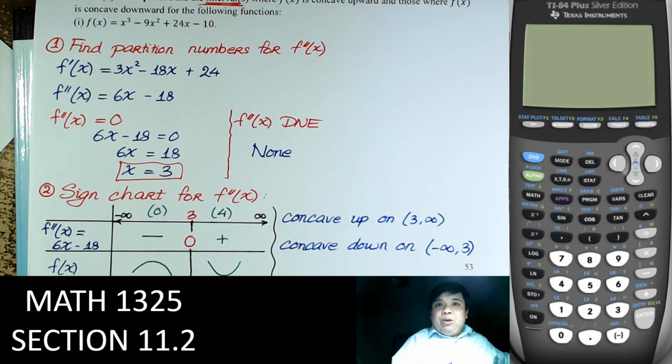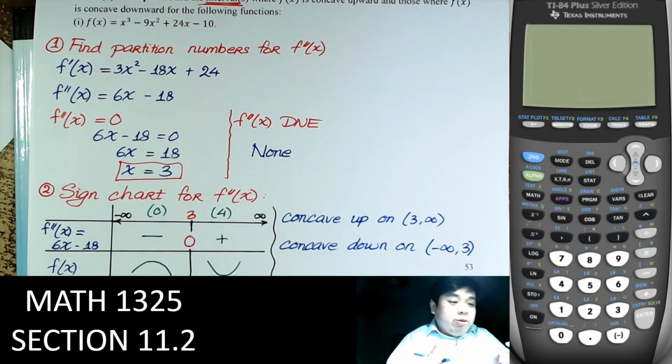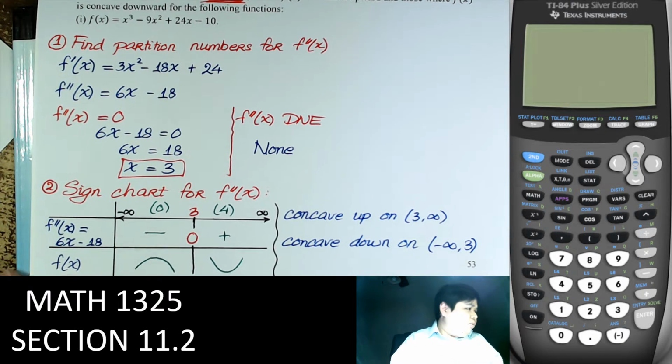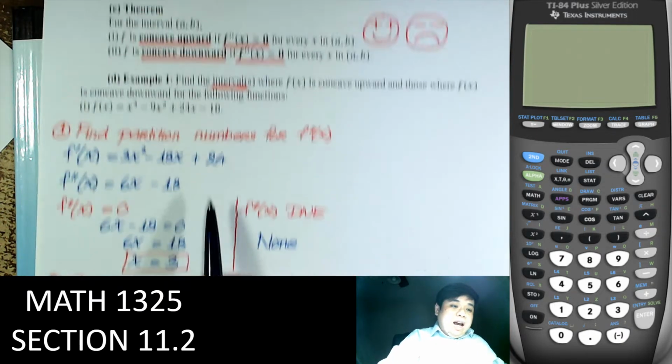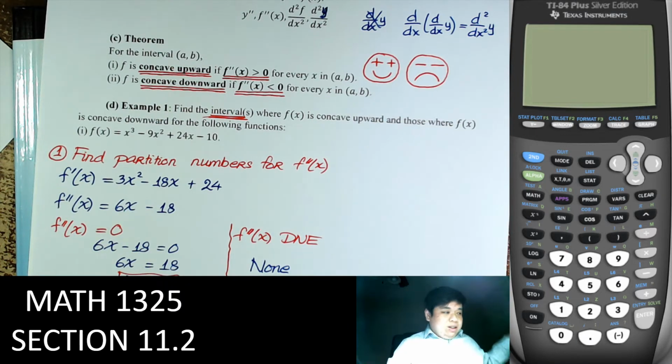Just find where the second derivative equals 0 or does not exist. This problem only asks for the interval, so we really don't need to figure out what the actual point is. If we need to know what the point is, then we worry about that. But this problem asks for the interval, so we don't need to do that.